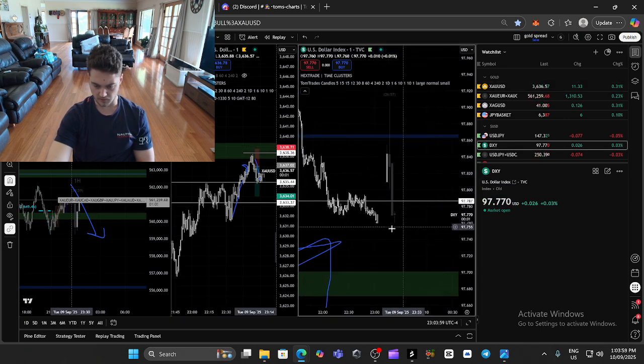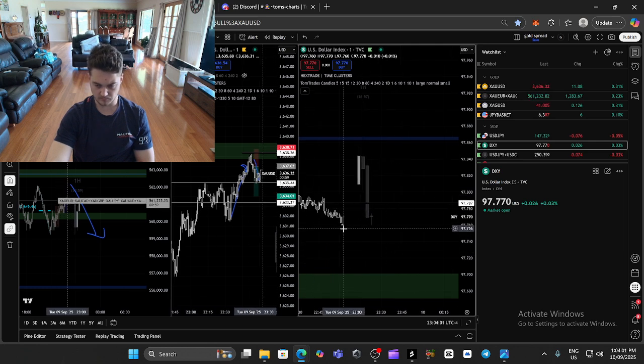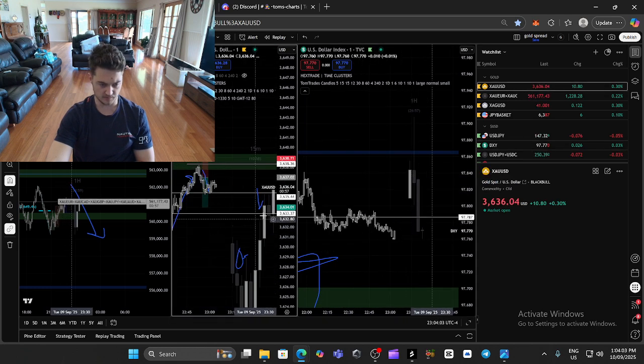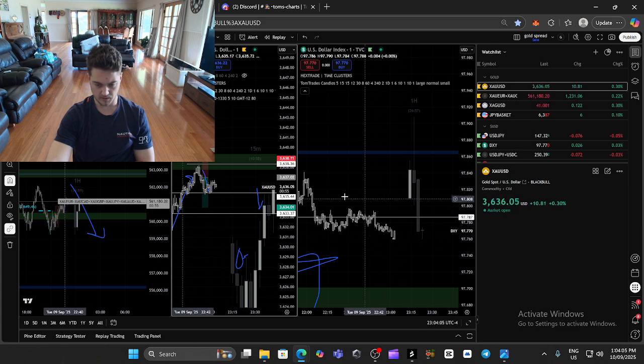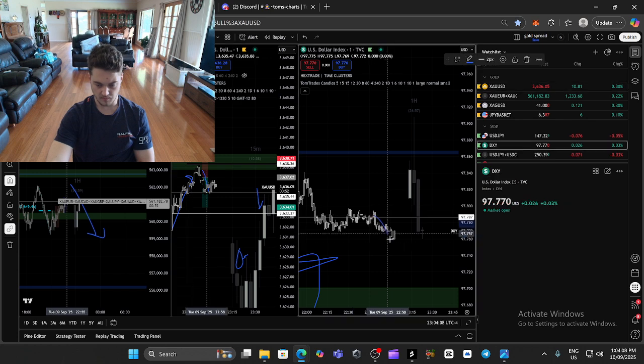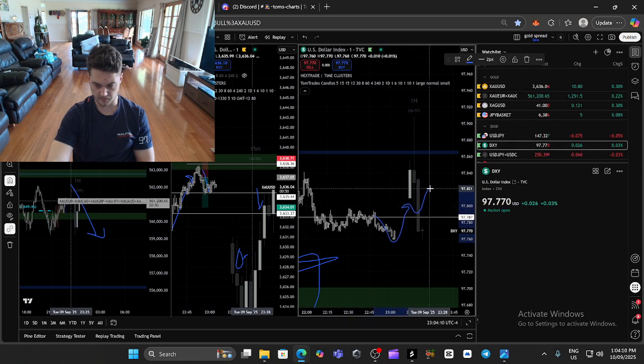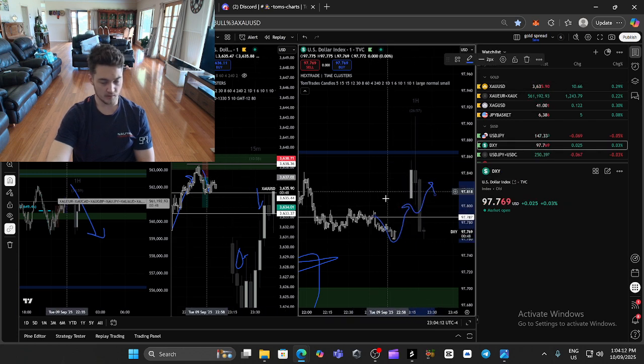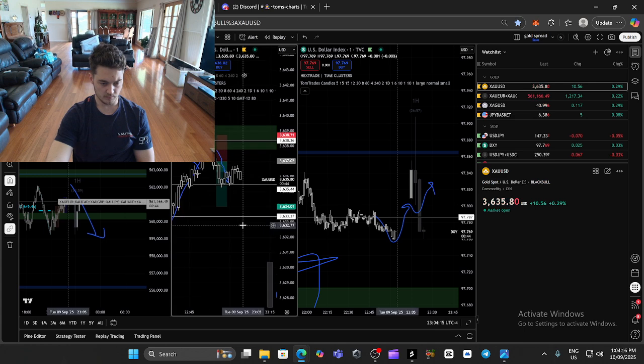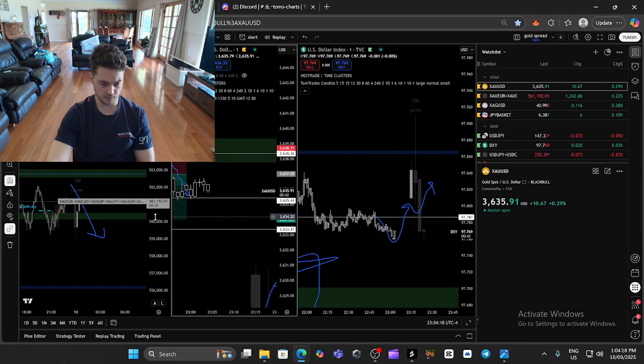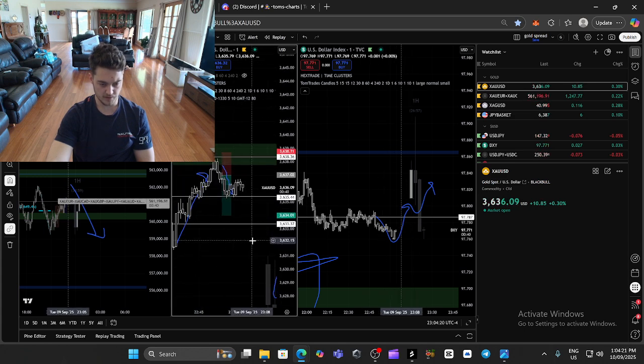So this isn't looking great at the moment, I'm not gonna lie, because DXY is dumping. What you would need is for DXY to break this low, then break this high, retrace, and then continue through, which is quite possible. And then looking for gold to continue bearish.